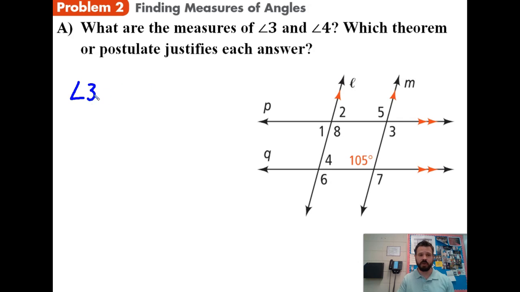So I want to know angle 3 and angle 4. Let's start off with angle 3. So how does angle 3 relate to the angle we know, this 105 here? Well, angle 3 and the 105 are alternate interior angles. We just said that when the lines are parallel, alternate interior angles are congruent. Therefore, angle 3 is 105 degrees as well.